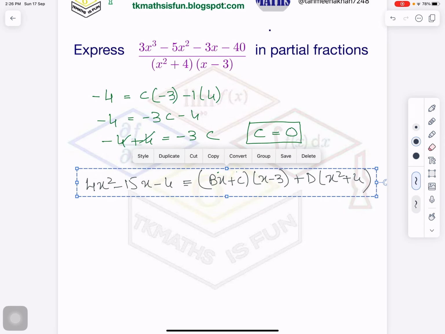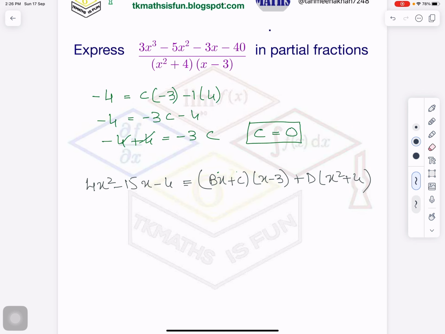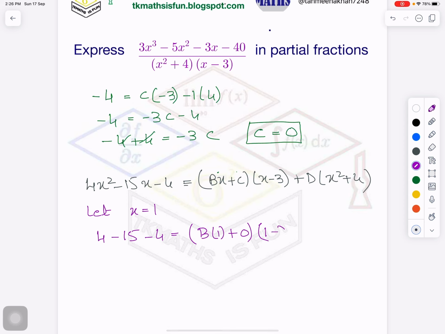Okay, so now I'm taking x is equals to 1 in this equation. So let x is equals to 1. So it will be 4 minus 15 minus 4. B I have to find out, and x is my 1. So b times 1 is 1. C is 0. I'm substituting the value. 1 minus 3. D was minus 1.